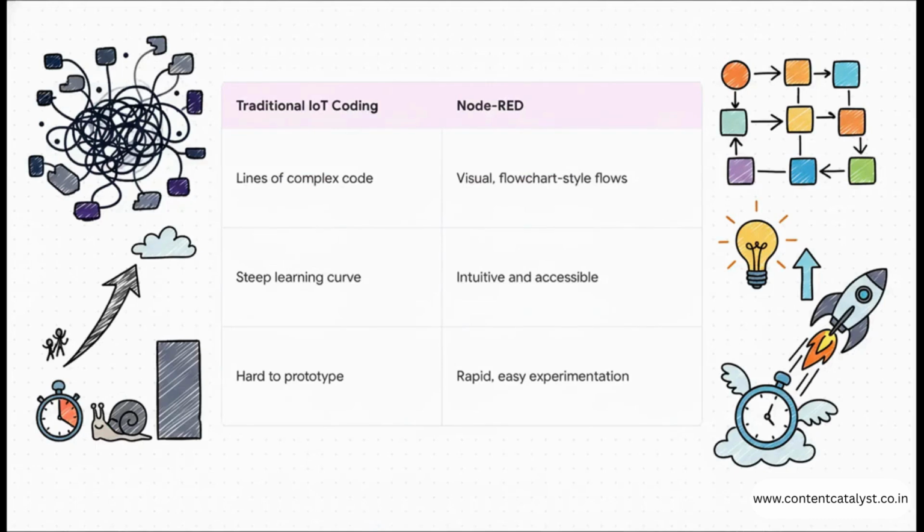And the difference here is night and day. On one hand, you've got the old way: tons of complex code, a really steep learning curve, and prototyping that takes forever. On the other hand, you have Node-RED, which just throws all that out the window. It gives you visual flows, a super intuitive interface, and the ability to experiment and change things on the fly. It's a total game changer.